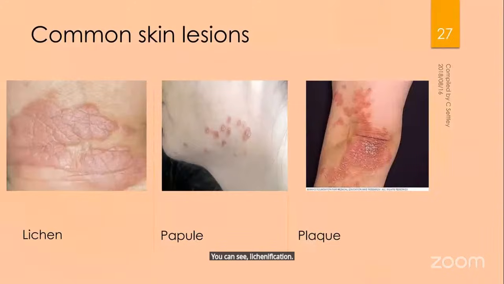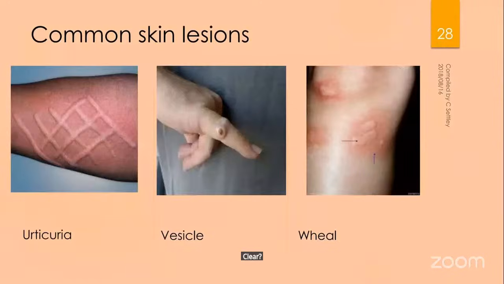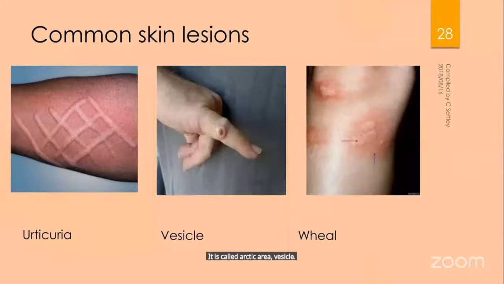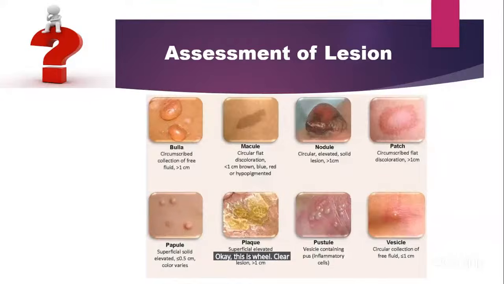Diameter is large, height is less, isn't it? Papule, you can see papule, small. Okay, plaque, clear? This is urticaria. Someone is going and we can see like it is called urticaria. Vesicle, fluid filled. It is called vesicle. Okay. This is wheal. Clear? You can see again. Bullae.